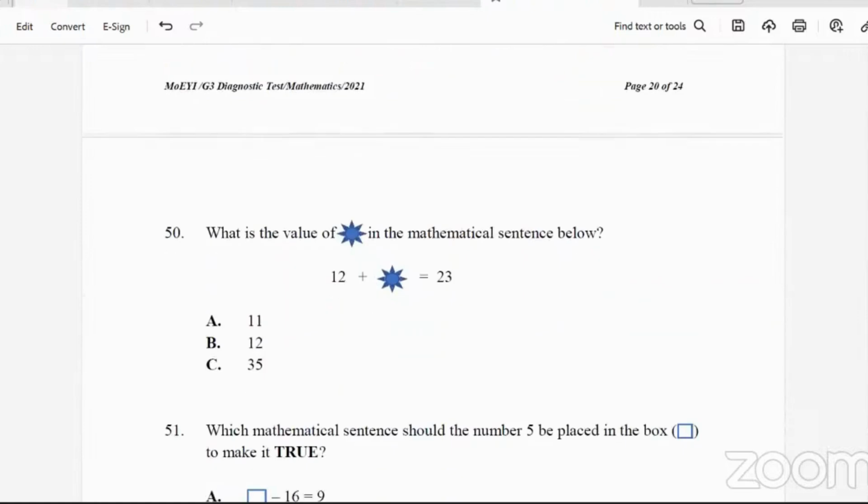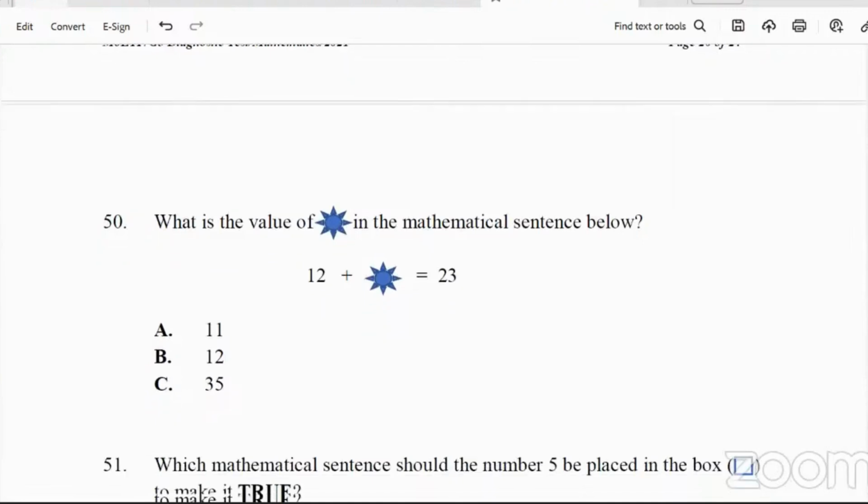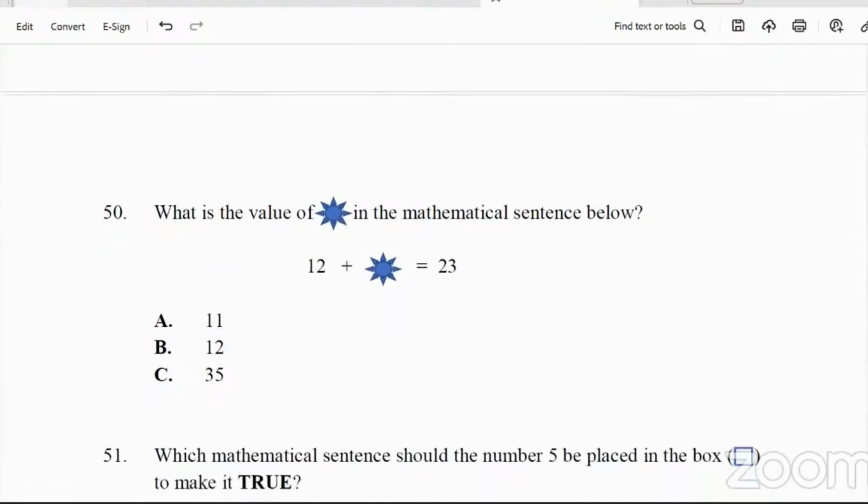Question 50, what is the value of the, I call that a sum in the mathematical sentence below? 12 plus that equals 23. So what can we add to 12 to give us 23? Okay.